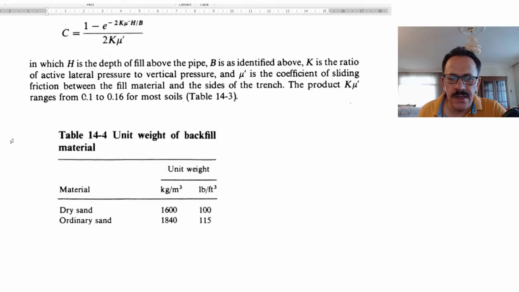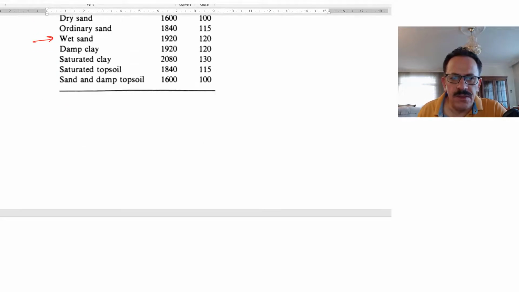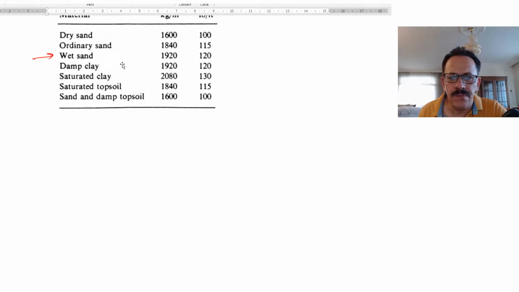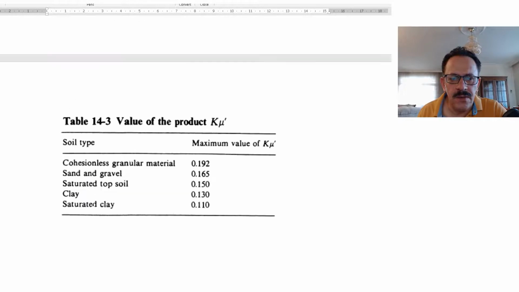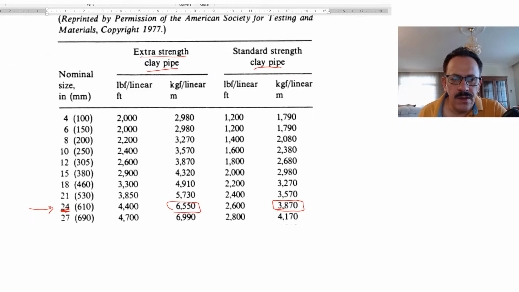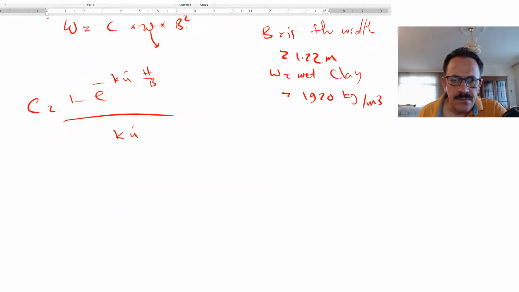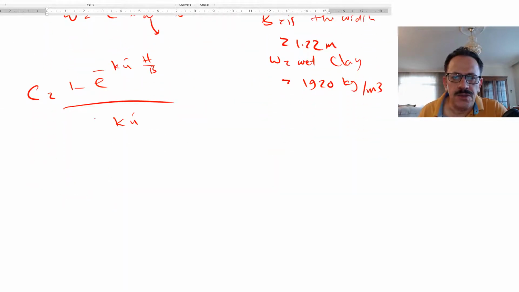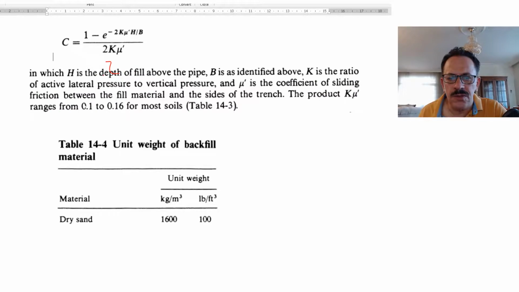And for the clay, remember that we have a wet clay. Here's the Ku bar for clay. It's 1.13. So we should use 2 Ku bar, sorry.